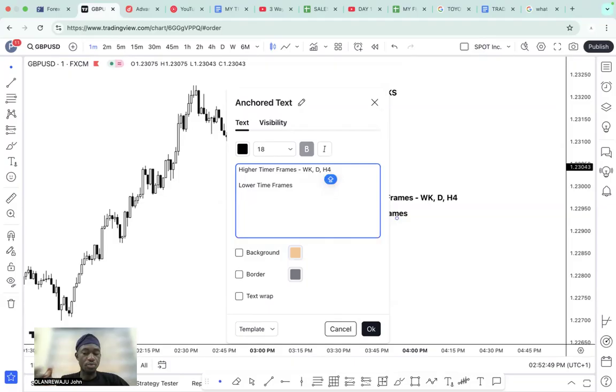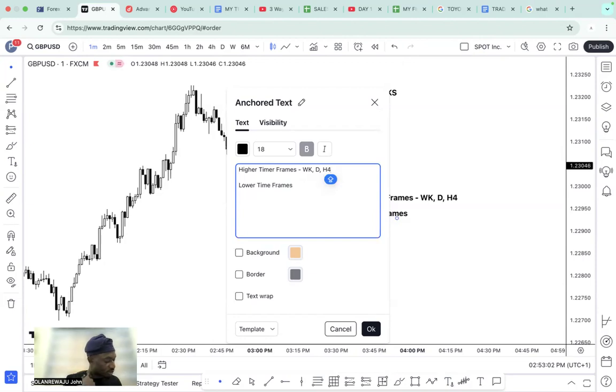H4 or 4H, it could be either, because when you check it on MT4, I think it is H4. Yes, when you check it on MT4, it is H4, but on TradingView it is 4H. So H4 and 4H are still the same thing. While the lower time frames include the 1 hour, the 30 minutes, the 15 minutes, and then the 5 minutes.